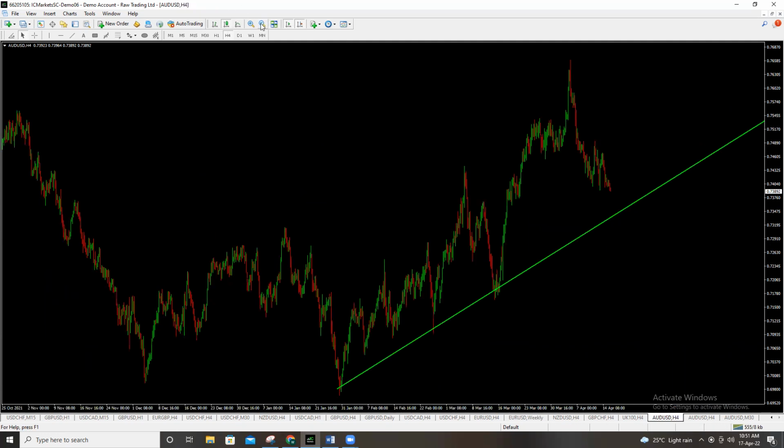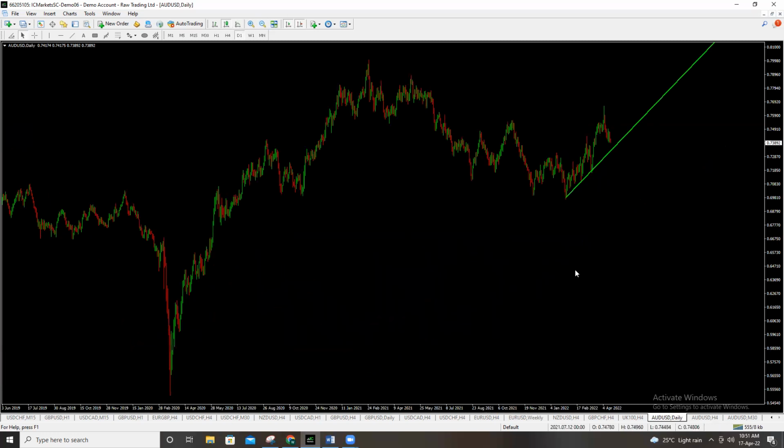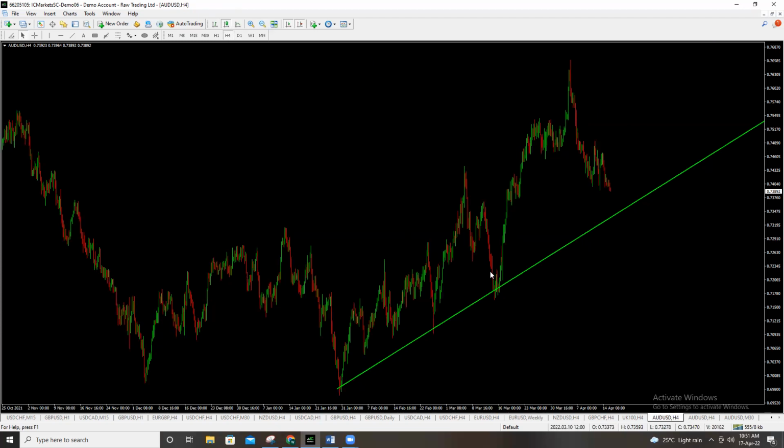You can minimize the size. See how it touches the daily. Remember, this is the daily trend line. This is the daily trend line. So I've just gone to the 4-hour and check how it taps and just reacts to it. You see that? You can also go to the 1-hour.